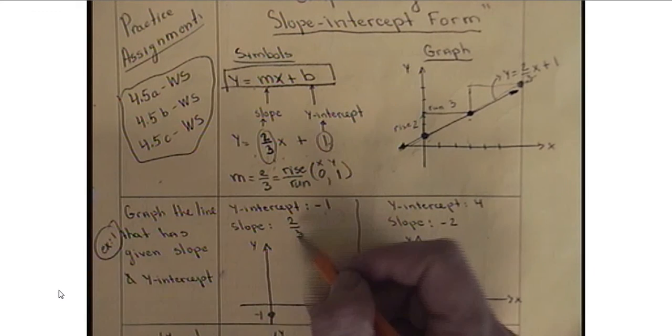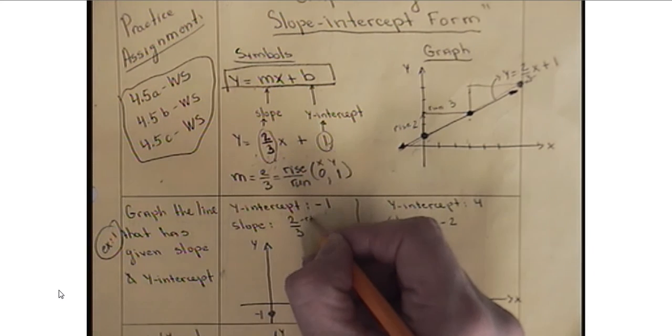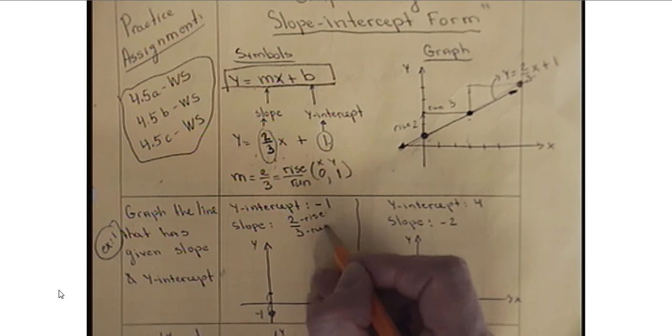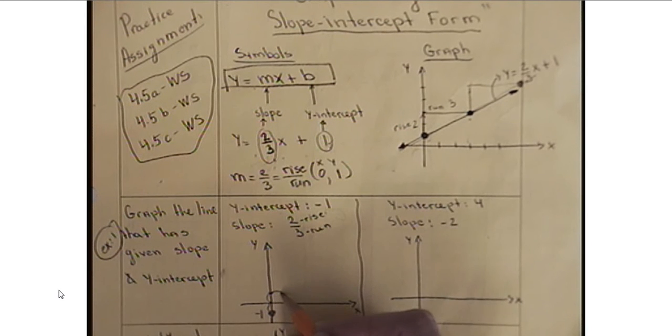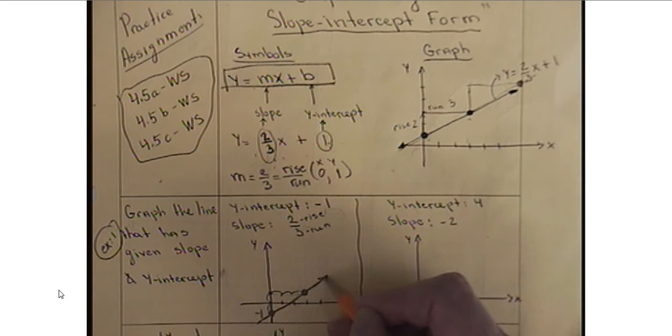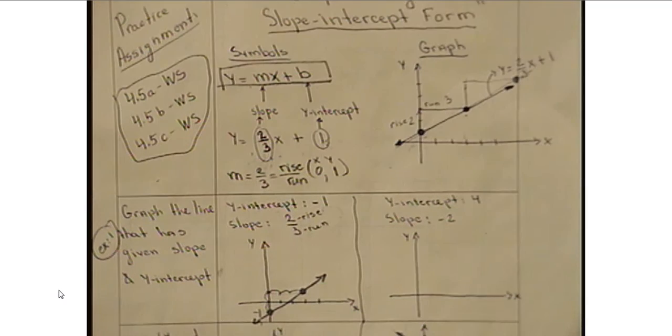Then I have slope, rise 2 blocks. So I'm gonna jump 1, 2 blocks, and then I will run 3 blocks to the right. So if this is 1, 2, 3, 4, 1, 2, 3. And that will be my stopping point. So here's the starting point, rise 2 and run 3. And once I have my second point, I can connect those two points and make a graph. And I'm done with that. Okay, let's do the same thing here.